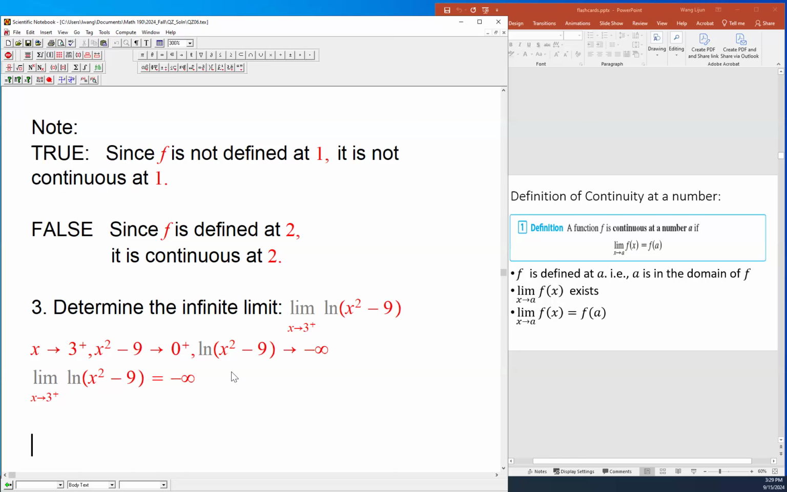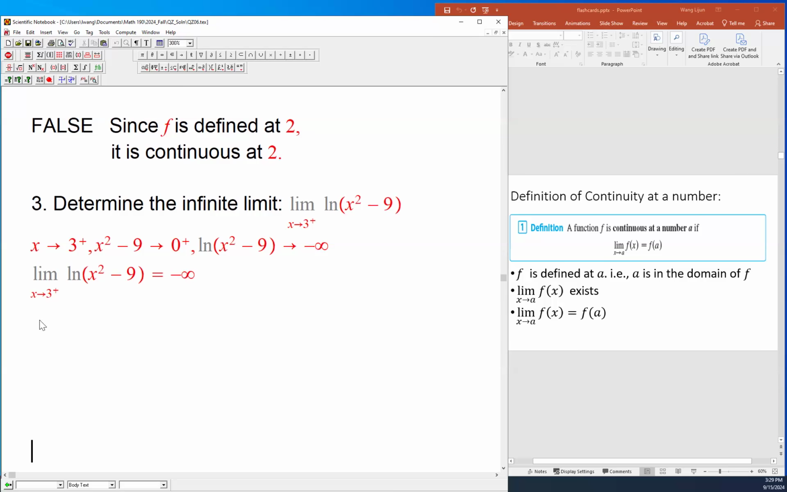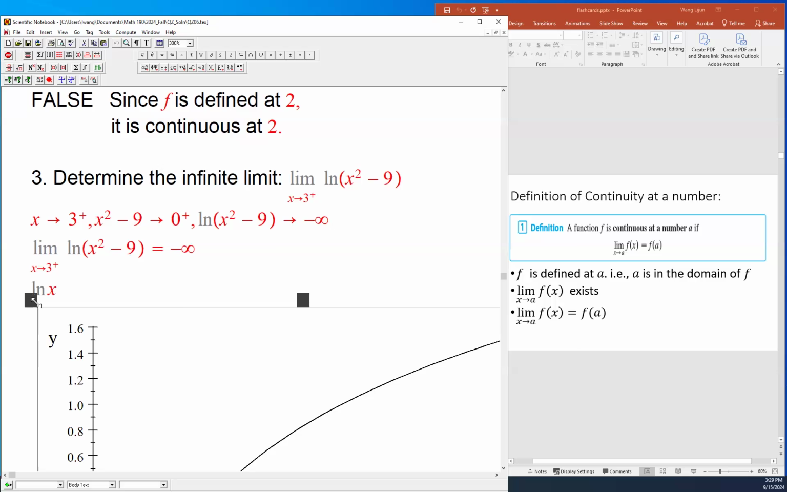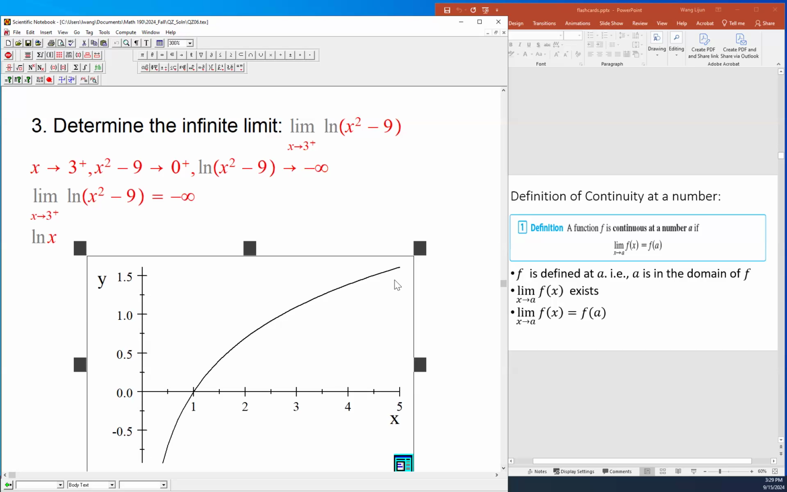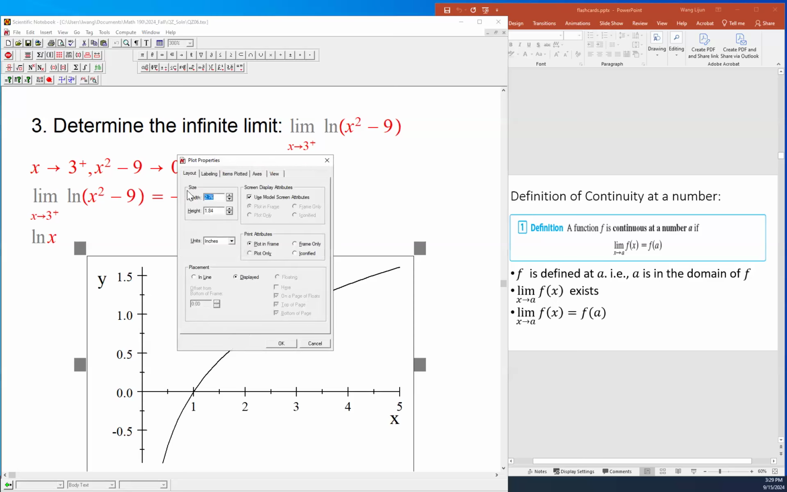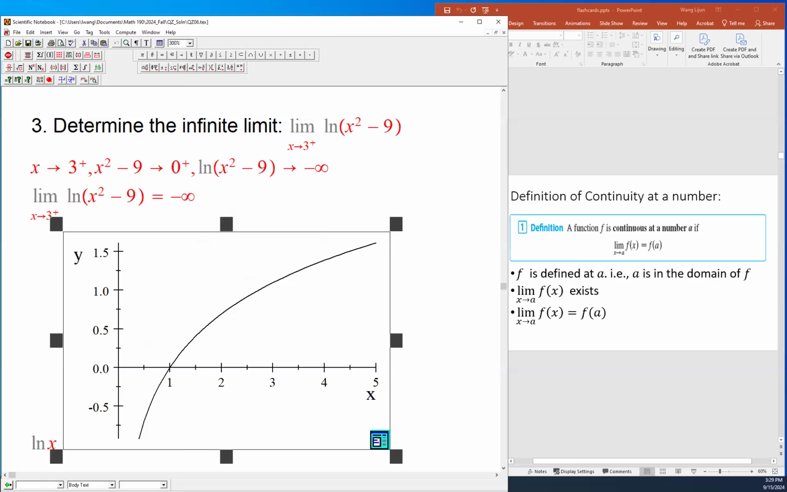And you don't have to know the curve, but if you really want to use a curve, ln(x) will be a good curve to use. You don't have to know the exact curve of ln(x squared minus 9). But if you happen to know it, that will be helpful. But in this case, all I used is the ln(x) curve.